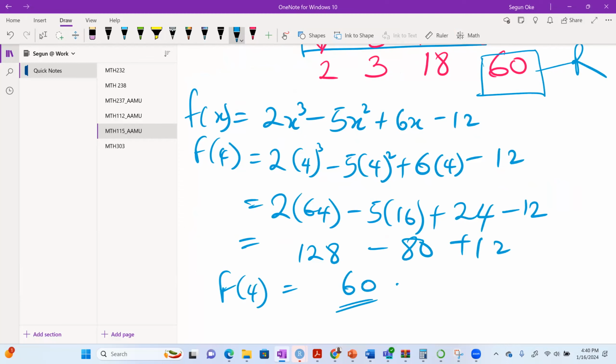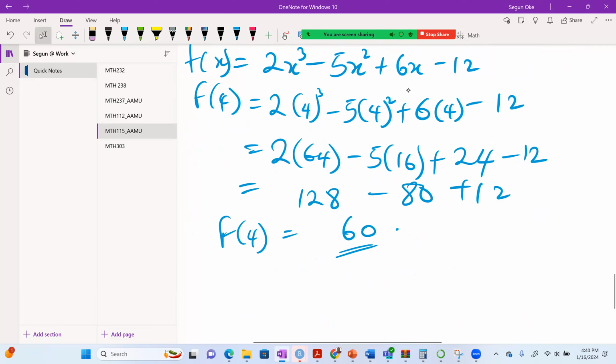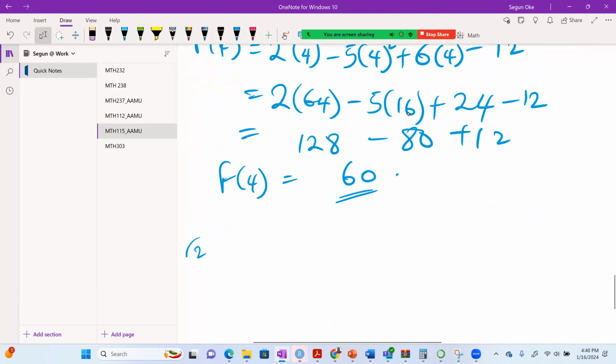So our remainder here is what? It's 60. So you can see that we are able to show this remainder, our f(4), to be 60. So let's take note of that. Another thing, let's look at question 2 in this category.